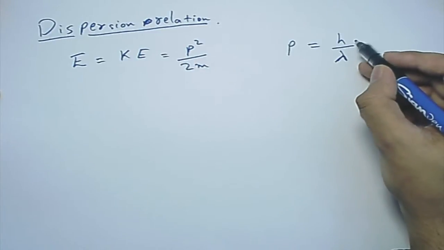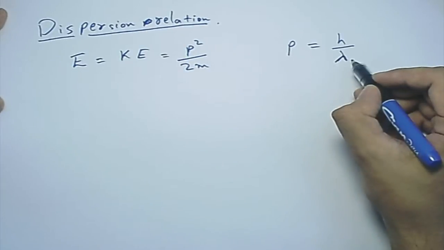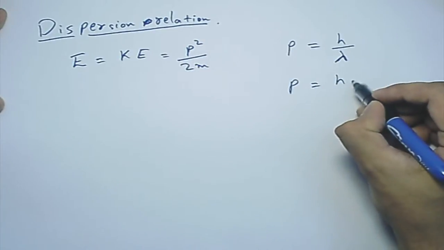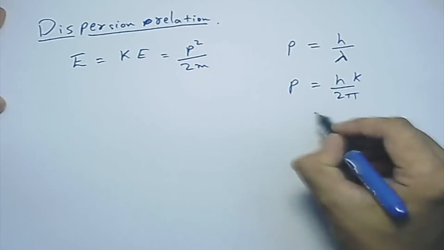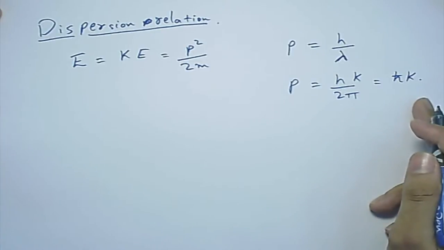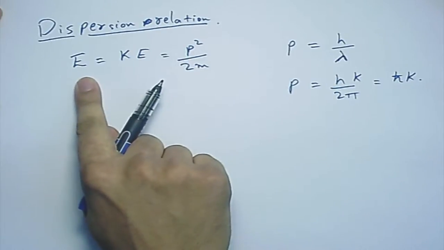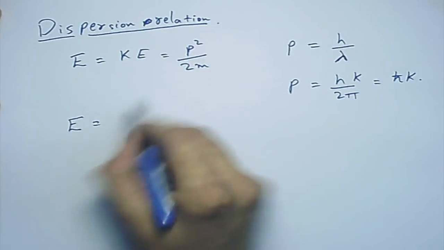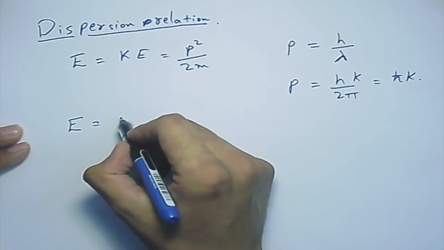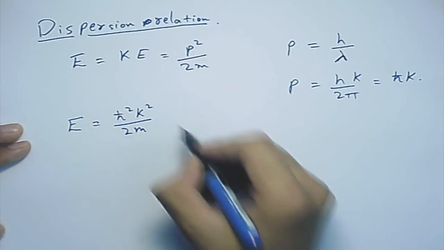We can find the relation between P and the wave vector k through this, because lambda is just equal to 2 pi over k. So P would be equal to h k over 2 pi, or simply h cross times k. So if we substitute p into the energy's expression, where E is equal to p squared over 2m, we would get a relation between the energy and h cross and k. That will be h cross squared k squared over 2 times the mass.